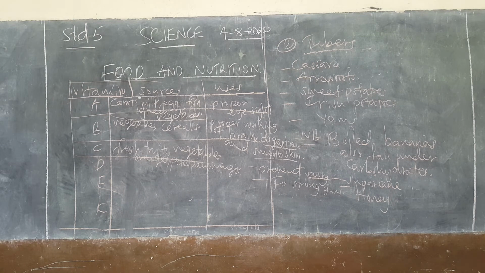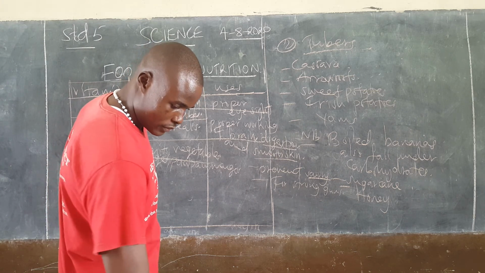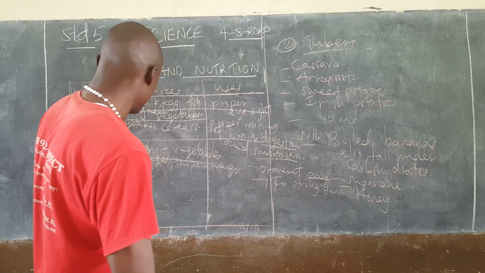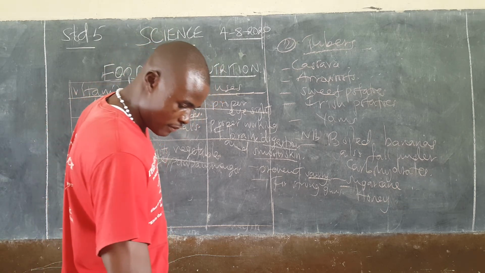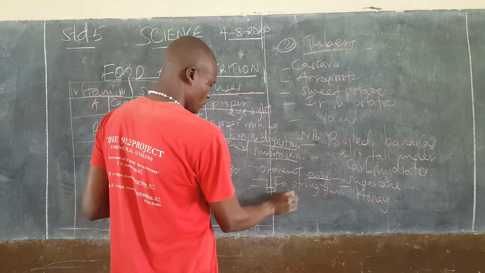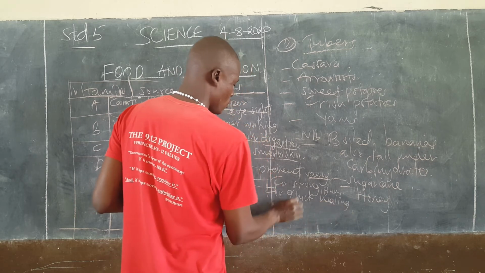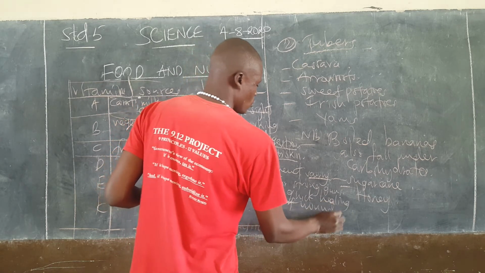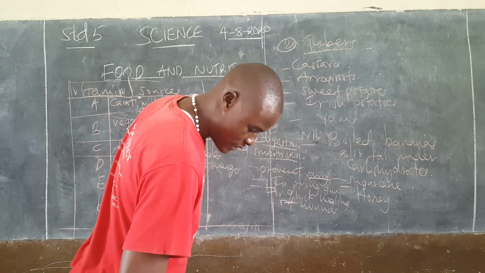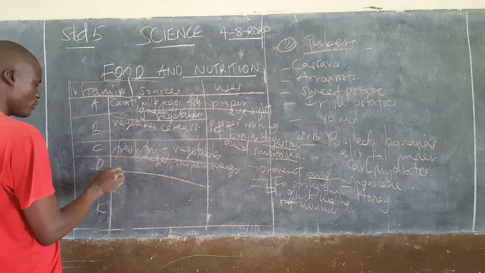And then we also continue with vitamin D. But considering vitamin C, there's something I have not mentioned: for strong gums and then for quick healing of wounds. For quick healing of wounds, we also need vitamin C. Then for vitamin D, Lana, the source is sunlight.